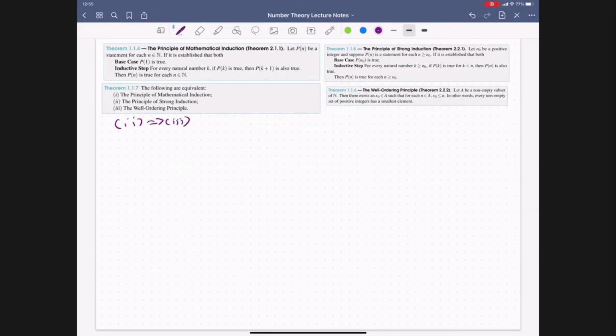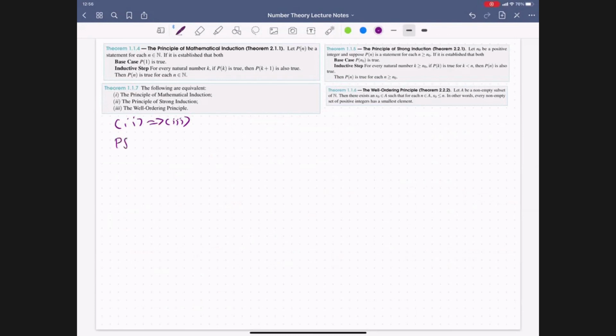And in the case that it was not done in your class, I know when I teach it, I cover it. But if it was not done in your class, I do have it in the lecture notes typed up. So please look at that if you have not seen how the principle of strong induction implies the well-ordering principle. So what we are going to do instead is show that the well-ordering principle implies the principle of mathematical induction.